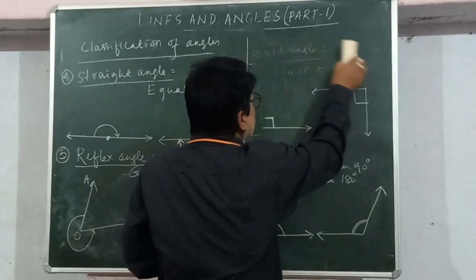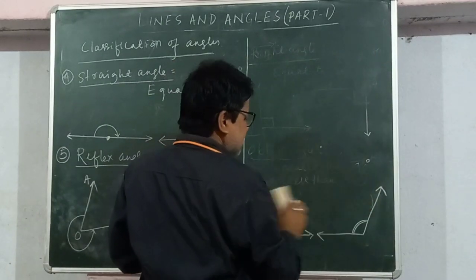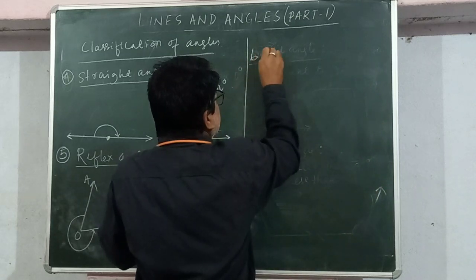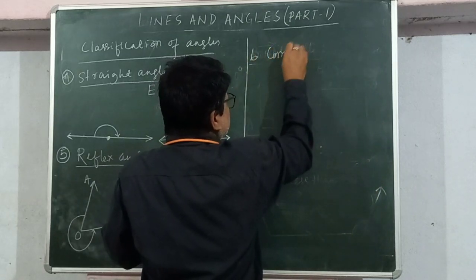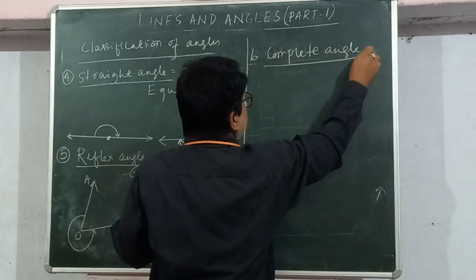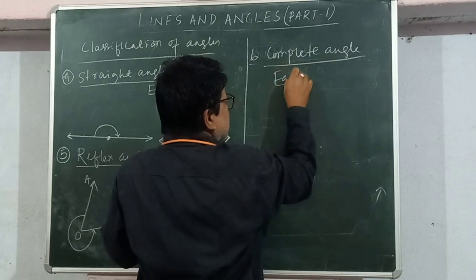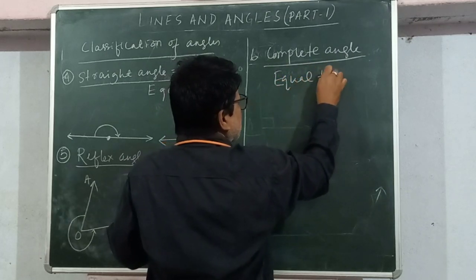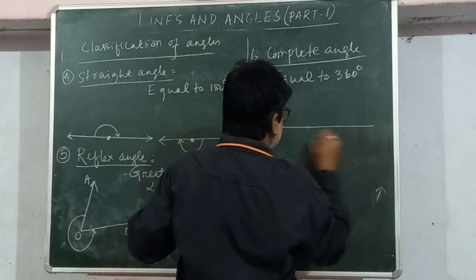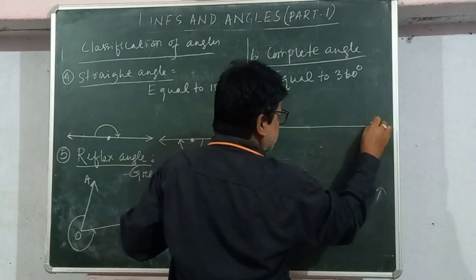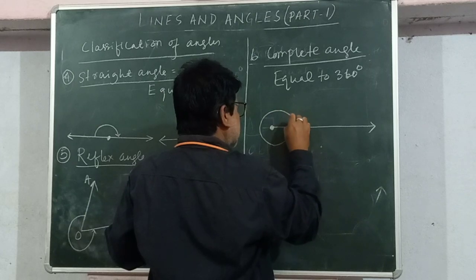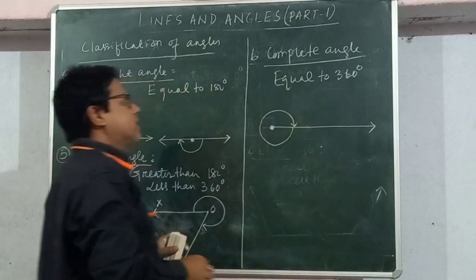Now comes the complete angle. The last angle is known as complete angle, that is the sixth. Complete angle means the angle whose measure is equal to 360 degree. That is this type of angle. This is the complete angle.